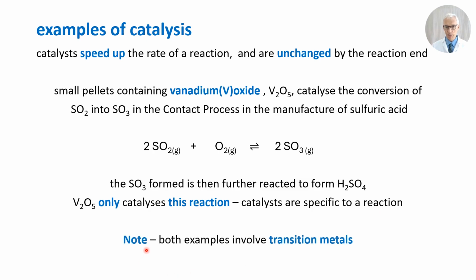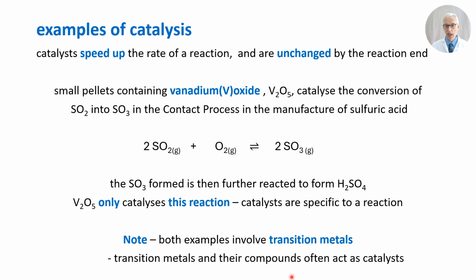A second generalized point is that both the examples that I've shown on these 2 slides involve transition metals. So the general principle that these 2 examples illustrate is that transition metals and their compounds act as catalysts. Catalysis is a distinctive property of transition metals and their compounds.